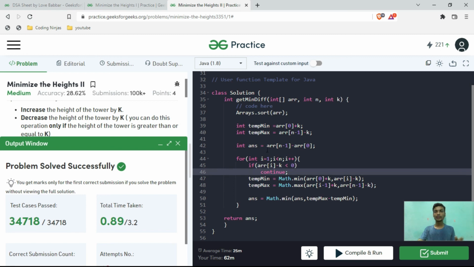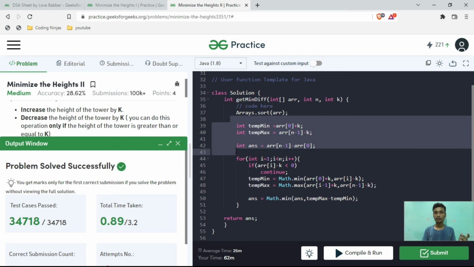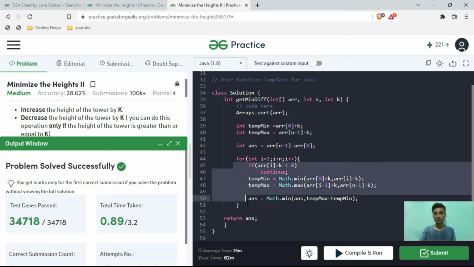So let's discuss the time complexity of this question. The sorting of the array will cost big O of n log n time, this line will cost big O of one time, and the loop will cost big O of n time, and this will also cost big O of one time. So big O of n log n plus 1 plus n plus 1, that means our whole time complexity will be big O of n log n.